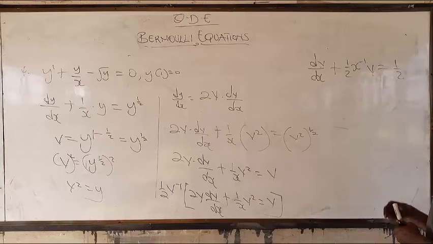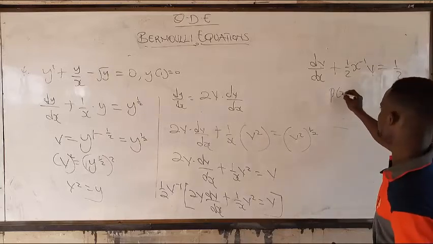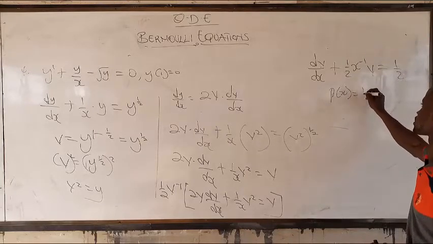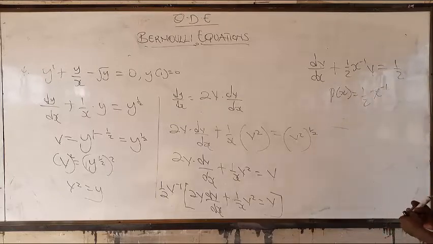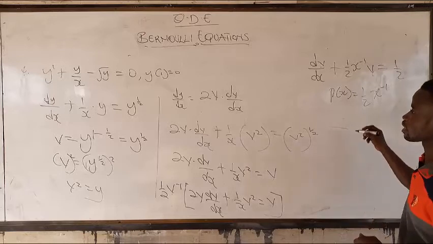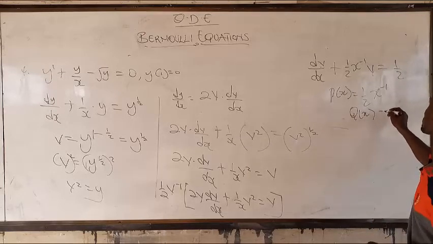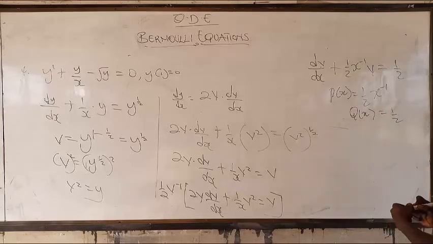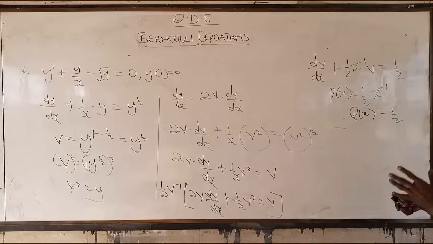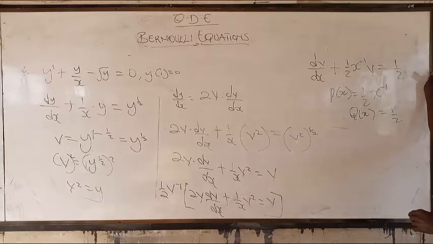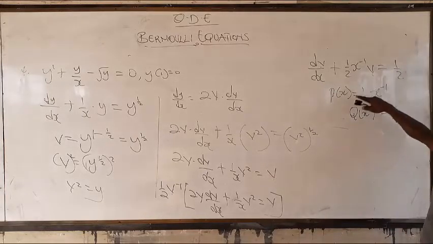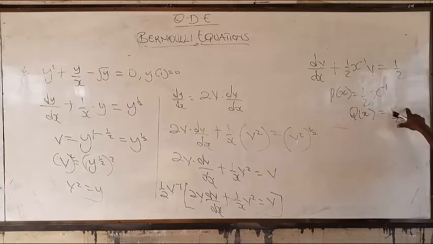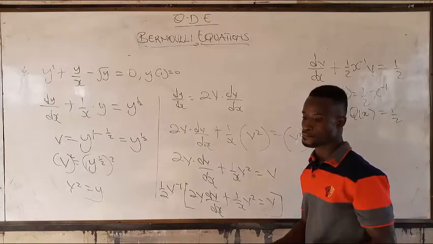And since this is a linear equation, we identify our P of s to be half s raised to negative 1. Then our Q of s to be half. Please, we are going to solve the general equation. So we are using this linear equation. So here is where you are going to identify your P of s, then your Q of s. Alright.